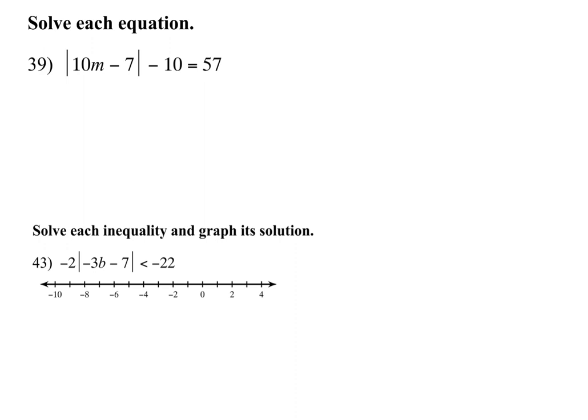So remember, absolute value has 2 answers. Before you set up a positive negative, you have to get the absolute value by itself. So before I do anything, I'm going to add this 10 over. So I have the absolute value of 10m minus 7 equals 67. Then I'm going to set up 2 equations.